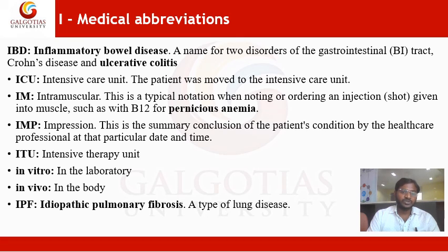IPF, idiopathic pulmonary fibrosis, a type of lung disease. And IU, international units, used for some of the parameters in the blood or biological parameters, like chlorides, calcium. You have to mention IU, international units, like how we use cubic mm or centimeter, in the same way you have to write the international unit, IU.